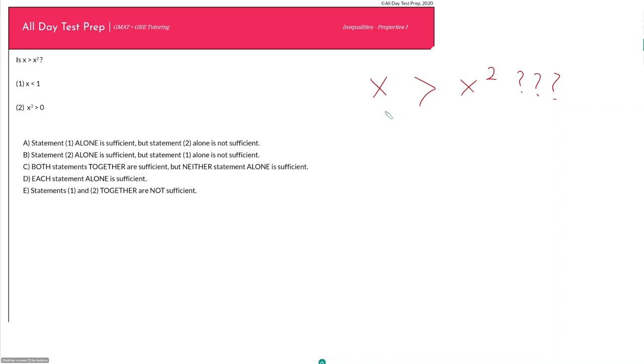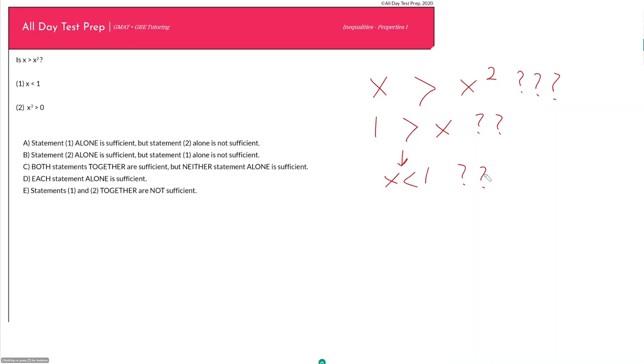And so what most people are going to want to do here is divide each side by x. And when you do that, you get x divided by x is 1. x squared divided by x is just x. And so that leaves us with just x is less than 1. And so remember, this is our question here that we are manipulating. We're rephrasing our question, not giving information.